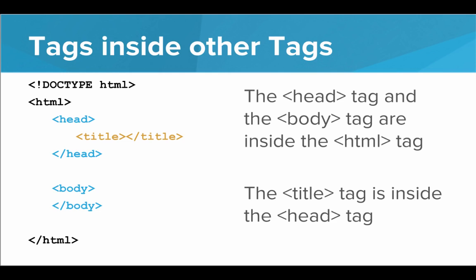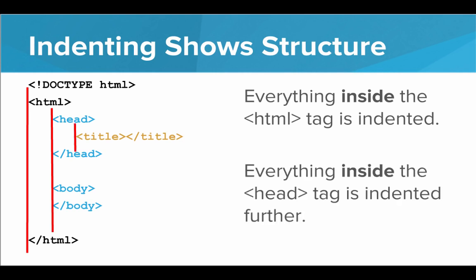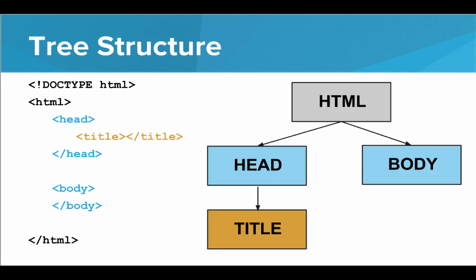So first off, we see from this basic HTML template that tags can go inside other tags. We see that the head tag and the body tag are both inside the HTML tag. Also, we see that the title tag is inside the head tag. Now, every time we have a tag inside of another tag, we indent those tags over. So everything inside the HTML tag is indented. We see that everything inside the head tag is indented one further. This helps us see the structure of the web page. It helps us see which tags are inside which other tags.